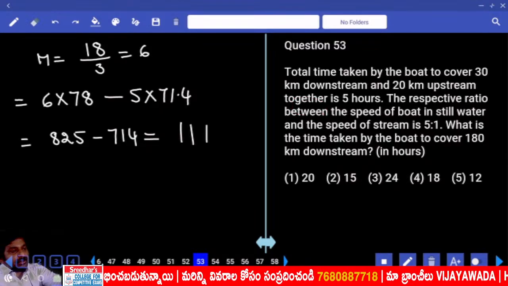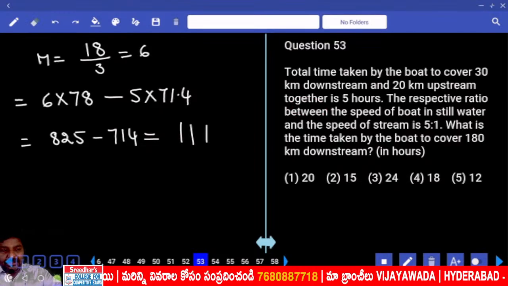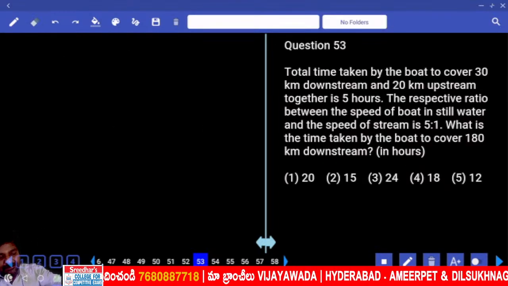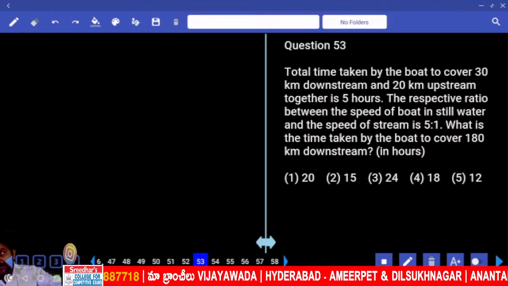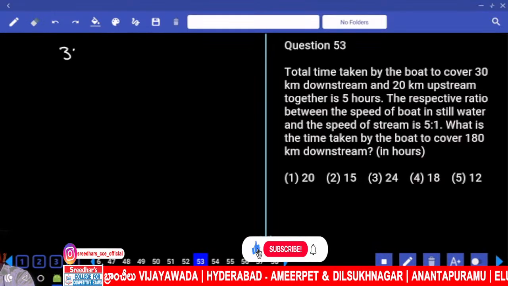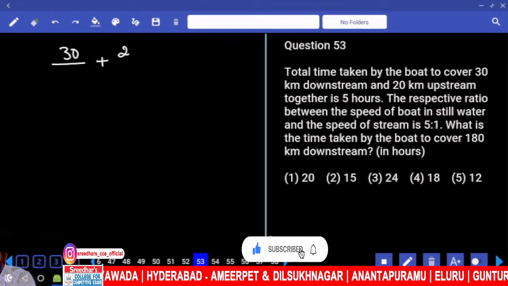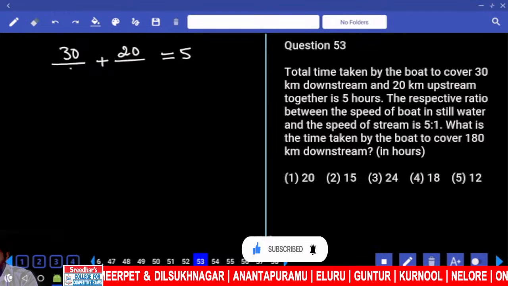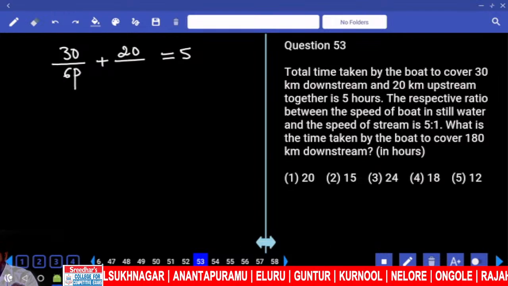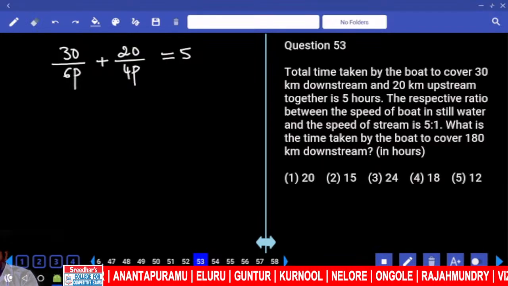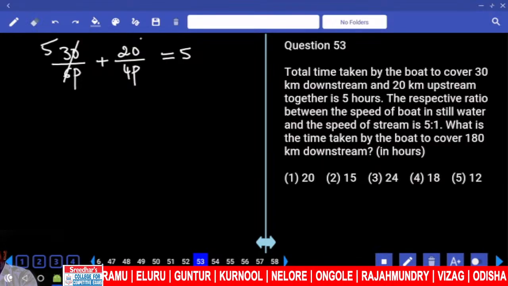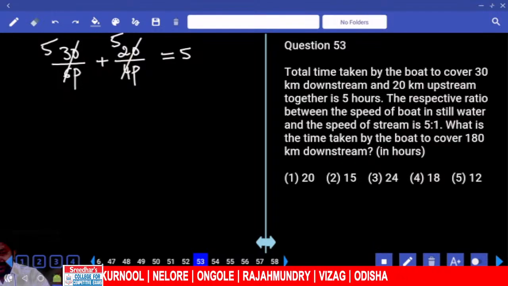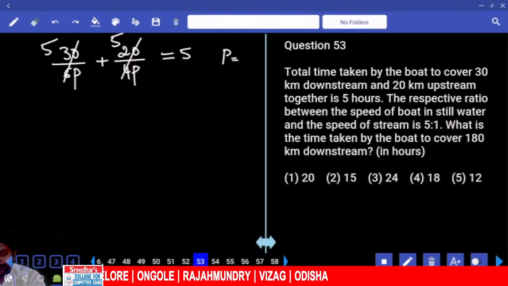Total time taken by the boat to cover 30 kilometers downstream and 20 kilometers upstream is 5 hours. The ratio between the speed of the boat in still water and the speed of the stream is 5:1. 30 kilometers covered downstream, 20 kilometers covered upstream, and the total time is 5. Downstream speed is 6 parts, upstream speed is 4 parts. 30 by 6 is 5 times, 20 by 4 is 5 times, so 10 by P is equal to 5. Then P is equal to 2.